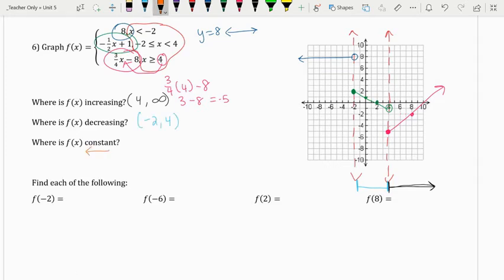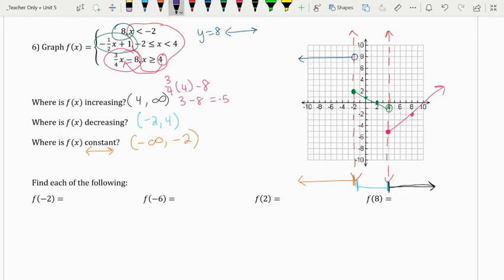Now remember, constant is any horizontal line, which happens in this area over here on the left. So farthest left is -infinity. Farthest right would be that -2 boundary that we have over here.